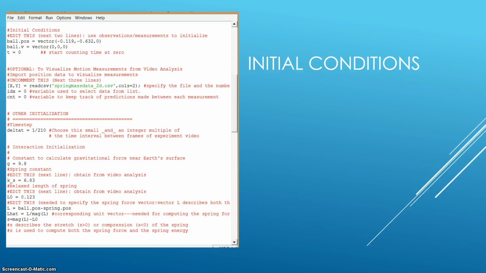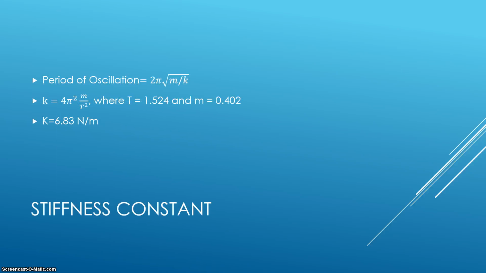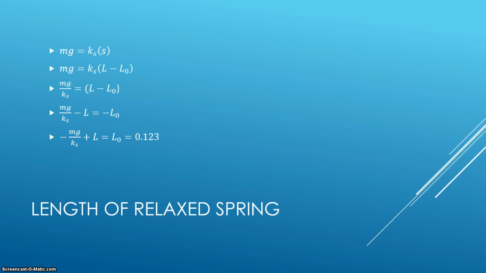The next parameter is the stiffness constant, which was obtained using the period of oscillation formula. Knowing the average time of the period of oscillation, which is 1.524 seconds, and the mass of the object, which is 0.402 kilograms, the stiffness constant can be obtained, and it is equal to 6.83 newtons per meter.